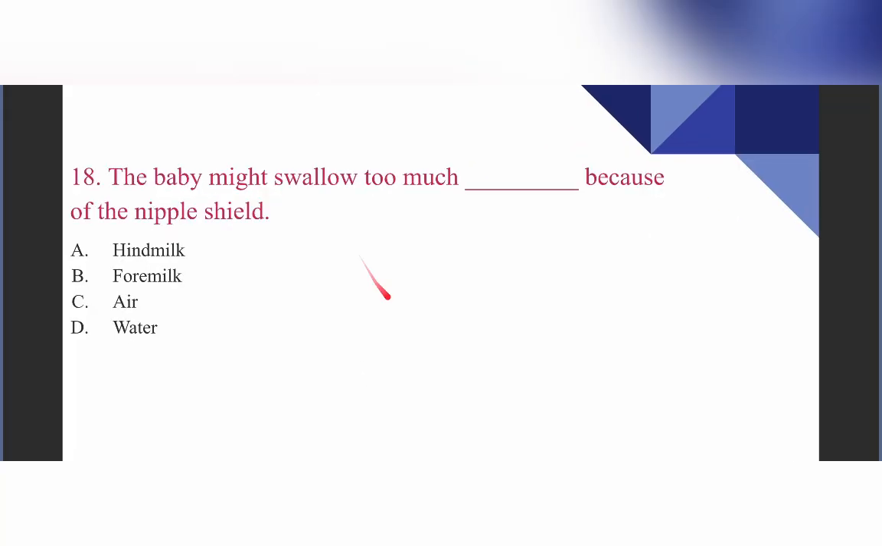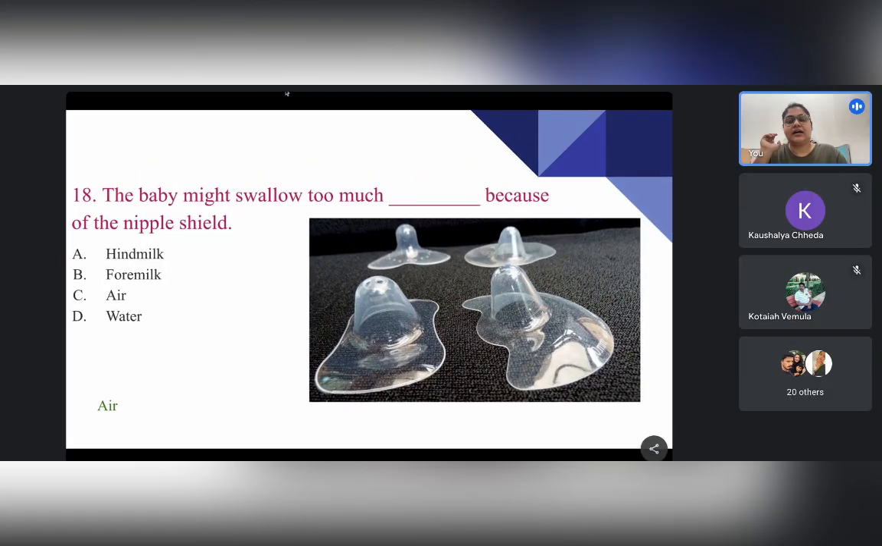So hence the most disadvantageous part of these nipple shields which are commercially available, and a lot of people are advocating the use of nipple shields, is that instead of feeding the milk to the child, there are chances of letting the air into the baby's mouth. So yes, option C, air, is the answer.